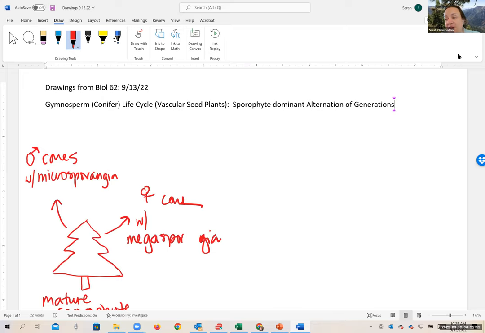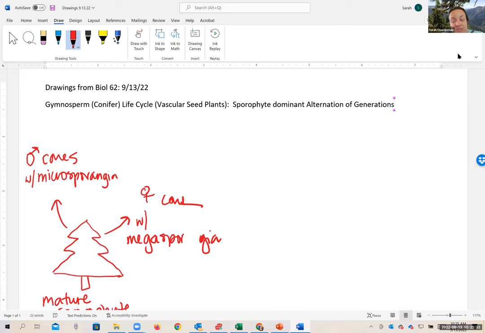One of the fun things we would have done in lab today is go on a little walk where we talk about, here's a female cone, here's a male cone, how do they look different, how do I know which one's which? We'll have to pause on that and do that a little bit later.